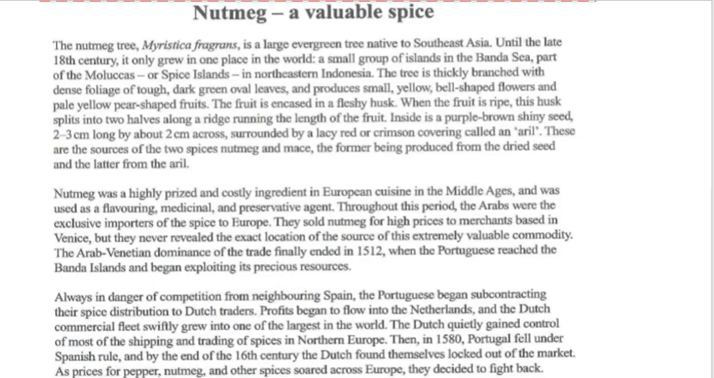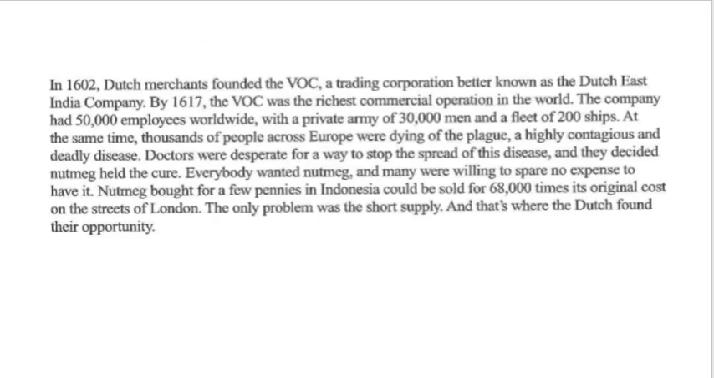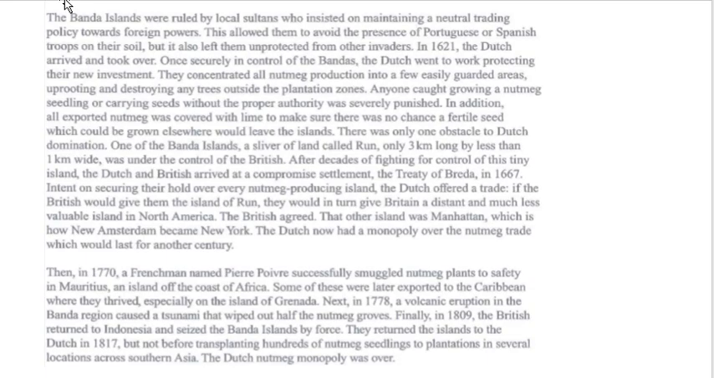So let's see. We were reading this passage. Okay, nothing about prevention. I'm just skimming it very fast. So Banda Islands, yes, they allowed them to, okay, nothing about the substance that was added to prevent the cultivation. That is what I'm trying to focus on.